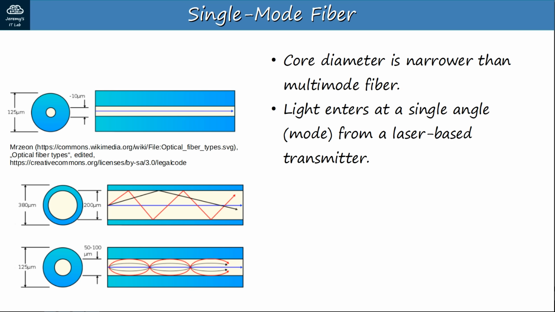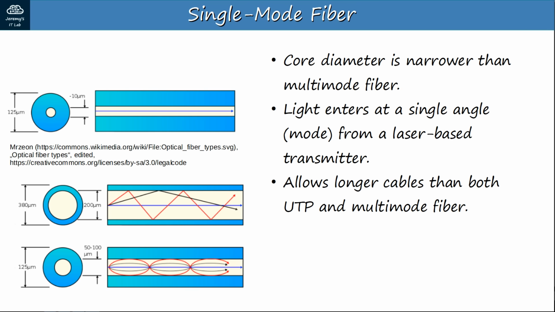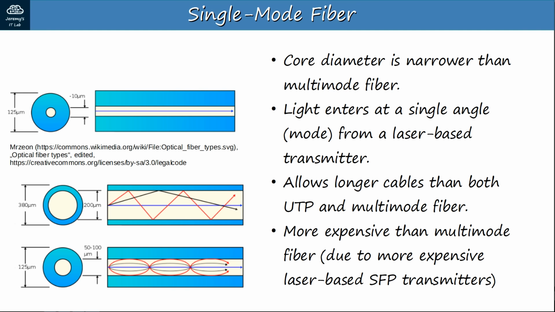Light enters at a single angle, known as a mode, from a laser-based transmitter. Notice in the diagram that the light wave travels straight down the core of the cable. Single-mode fiber allows longer cable lengths than both UTP and multimode fiber cables. And single-mode fiber cables are more expensive than multimode fiber cables, due to the more expensive laser-based transmitters used. Okay, now let's look at some standards for fiber optic cables like we did with UTP cables.